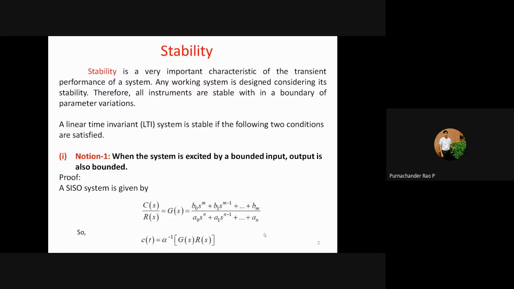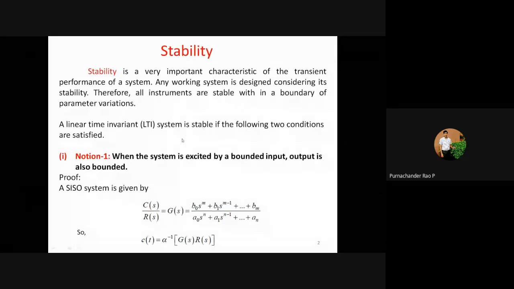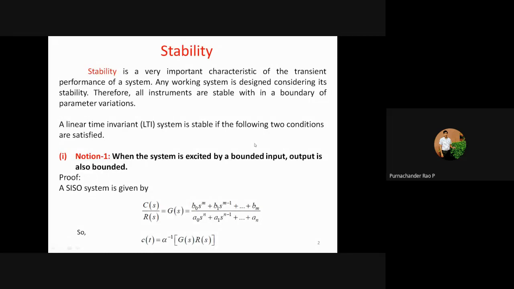Okay, so now we'll discuss the stability. Stability is a very, very important concept in the time domain analysis of a system. A system is said to be stable if it satisfies two conditions. First, when the system is excited by a bounded input, the output must be bounded.